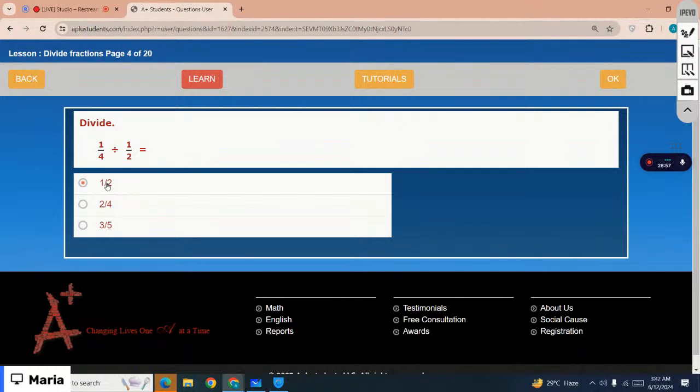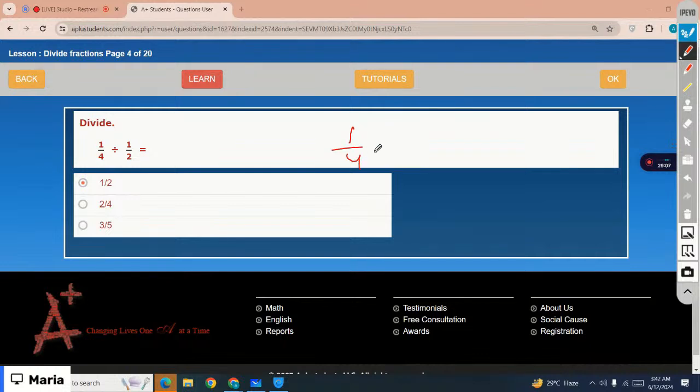You have to change the division sign to multiplication. You have 1 by 4 divided by 1 by 2, right? So let's just change that division sign. So you have to reciprocal the term after, right? Then the reciprocal is 2 by 1. So 2 times 1 is 2 and 4 times 1 is 4. Then you have to divide them by the greatest number that can divide both numerator and denominator. So 2 divided by 2 is 1 and 4 divided by 2 is 2. Got it now?